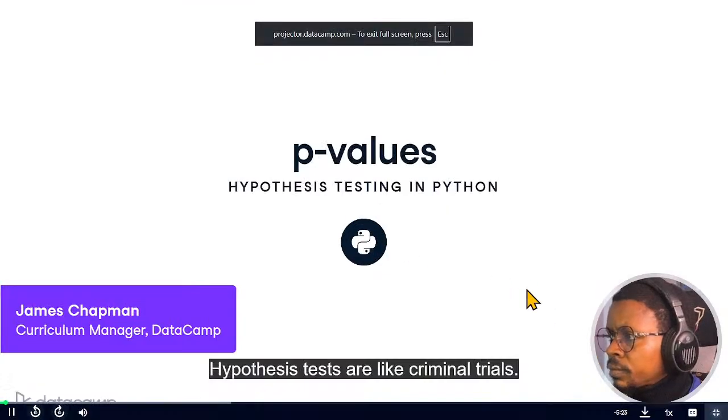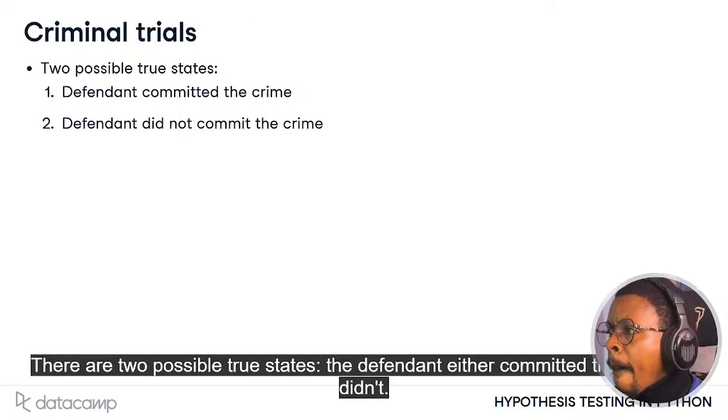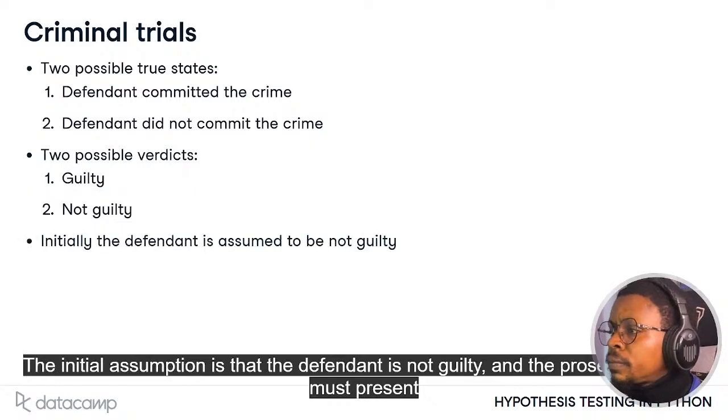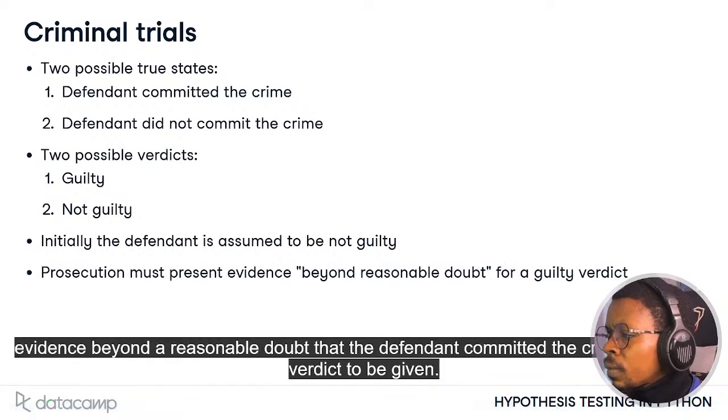Hypothesis tests are like criminal trials. There are two possible true states. The defendant either committed the crime or didn't. There are also two possible outcomes, a guilty or not guilty verdict. The initial assumption is that the defendant is not guilty, and the prosecution team must present evidence beyond a reasonable doubt that the defendant committed the crime for a guilty verdict to be given.